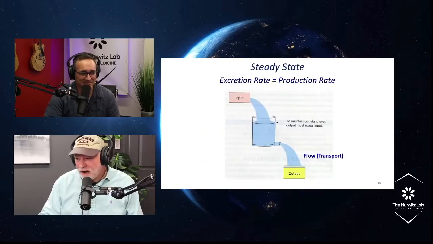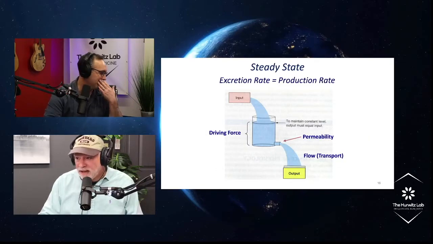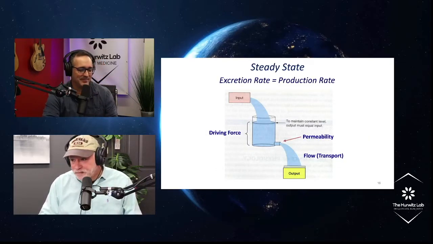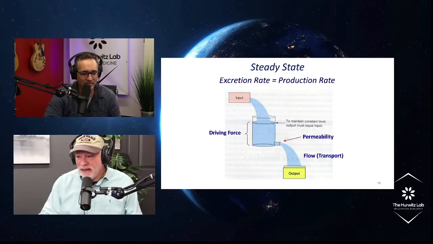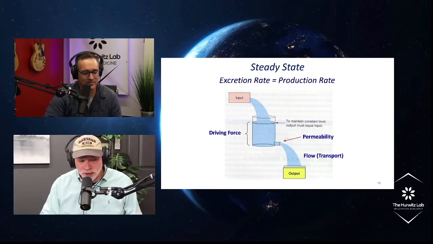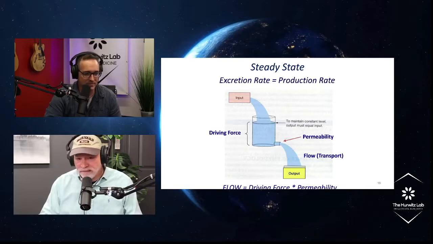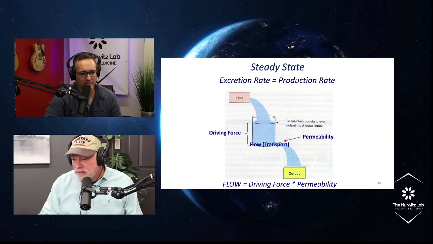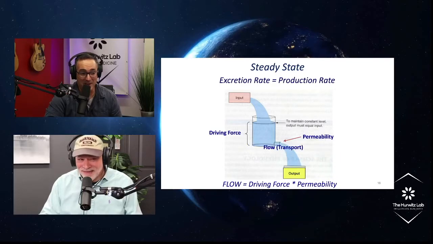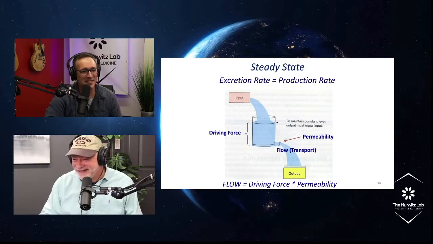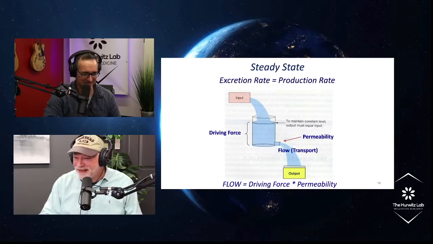So here's our old slide showing the driving force and the permeability leading to flow. Again, reminding people that steady state is a mass balance of the excretion rate equal to the production rate. So here's why that's relevant. That's relevant because this goes 3 or 4 times to show that the flow is dynamic. 5, 6 times, I don't know. You have it on repeat. I got it on repeat.